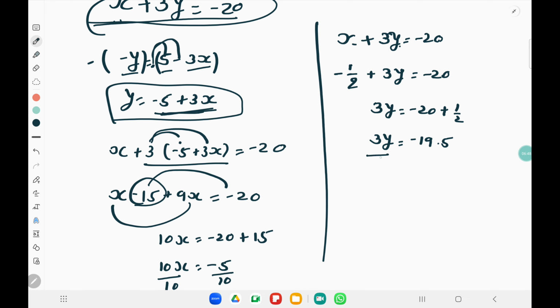And now to get rid of this 3, we divide both sides by 3. Okay, and both sides divided by 3. What would be the answer? 19.5 divided by 3 going to be 6.5, but it is negative, and this 3 here cancels down. I hope you understand. Thank you for watching.